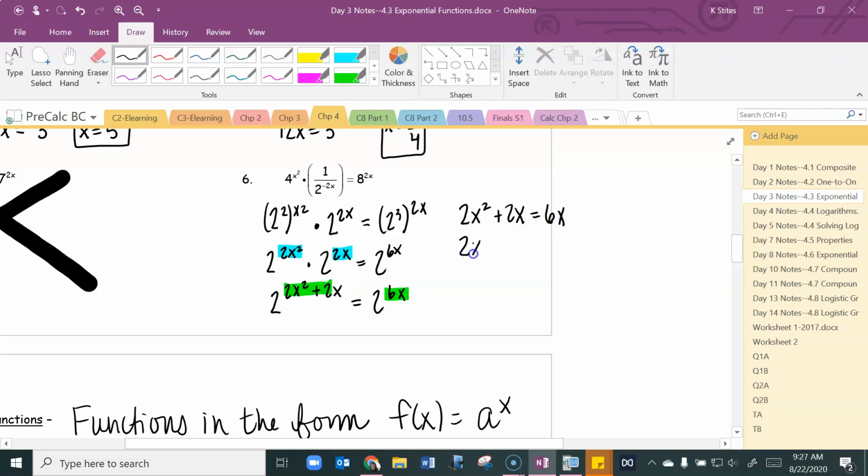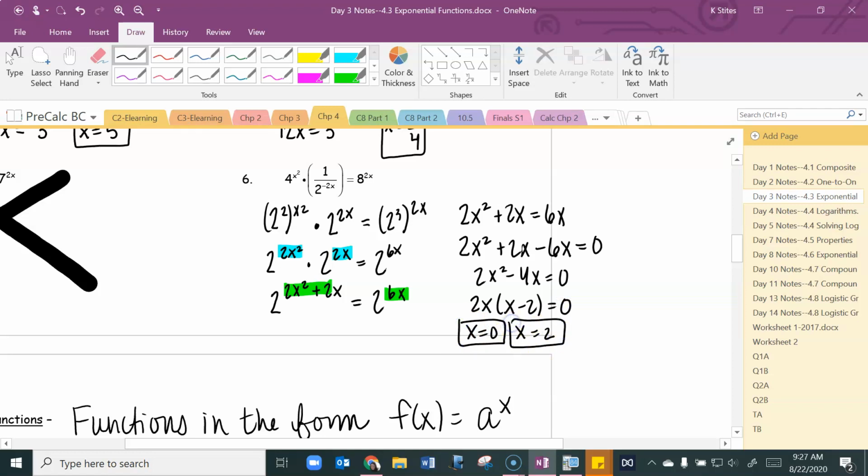And lucky us, we get to factor. All right, so move your 6 over, those will combine. And then we should be able to factor out a 2x. And then we'll just go ahead and solve for x. And we'll get x equals 0 and x equals 2. And there you go.